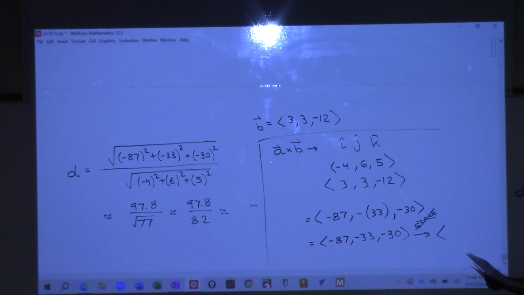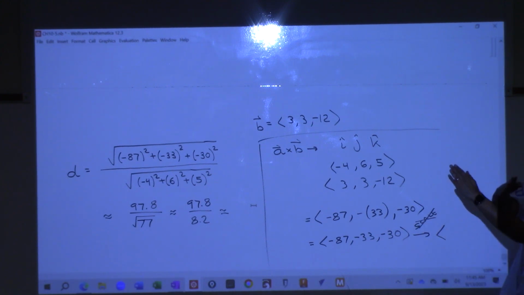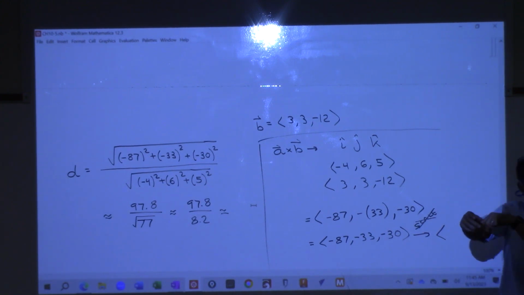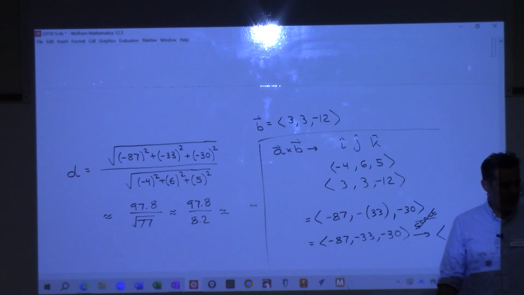But what is it about this plane? Find the equation of the plane that contains the point of intersection of these two lines. So remember, for a plane, we need a point and a normal vector. I'm telling you that the plane contains this point, which is the intersection of two lines. So you have two lines that come together, and you have a point. That point is on your plane.